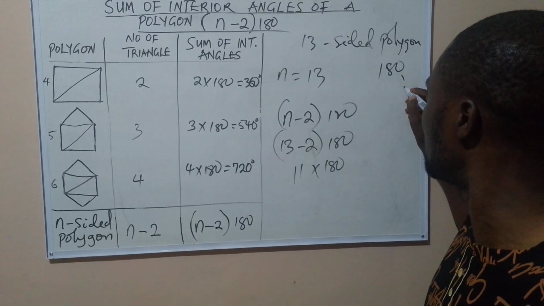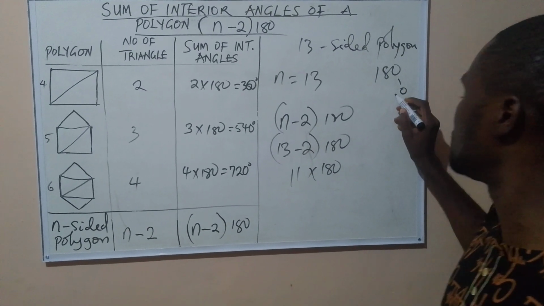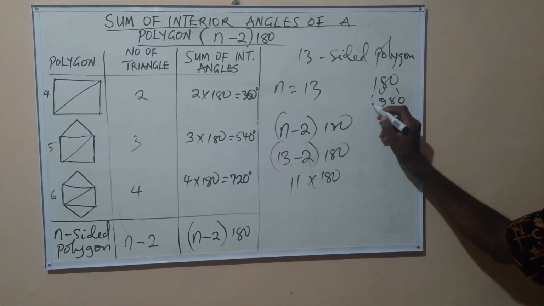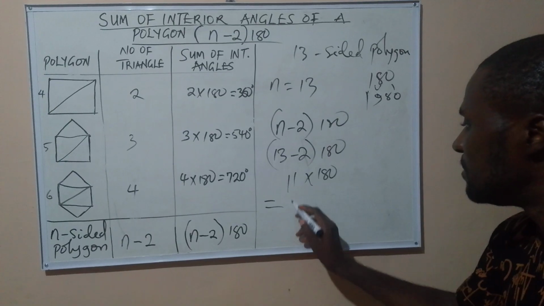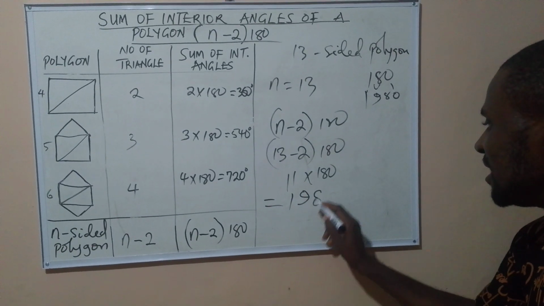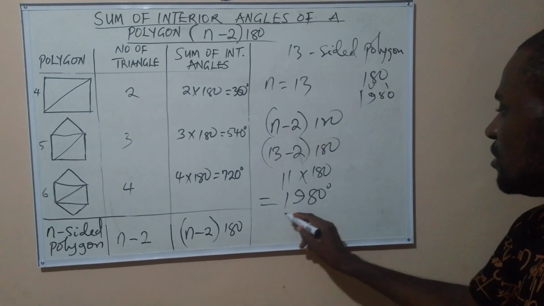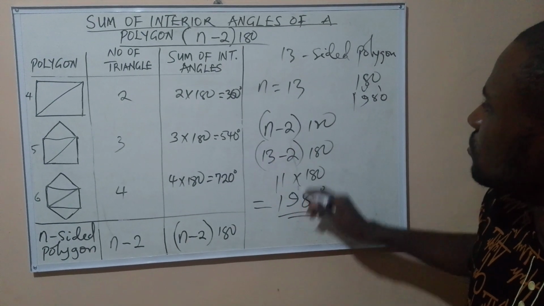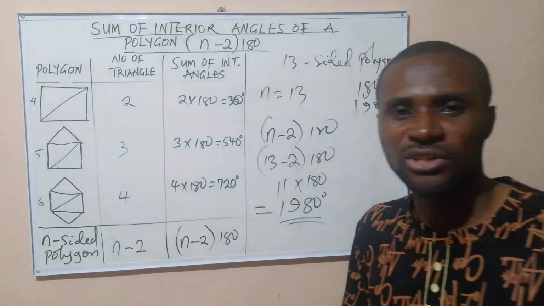180 times 11 gives 1980 degrees. So this is the sum of interior angles of a 13-sided polygon.